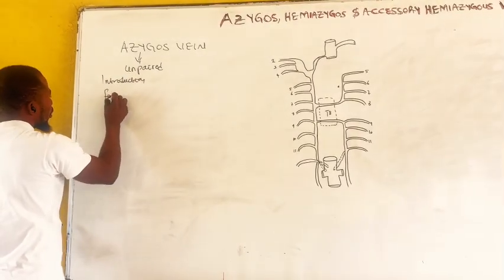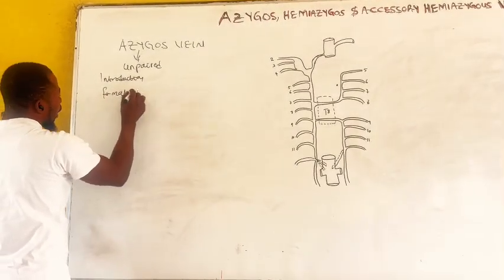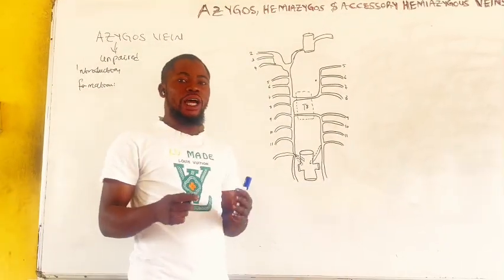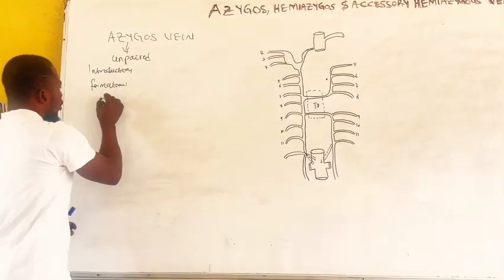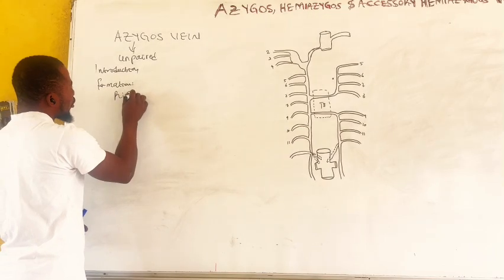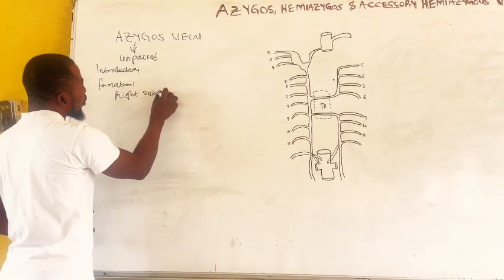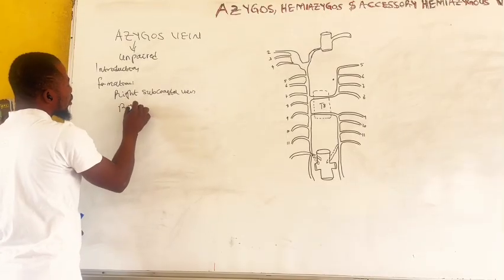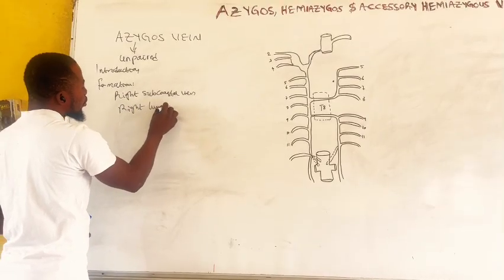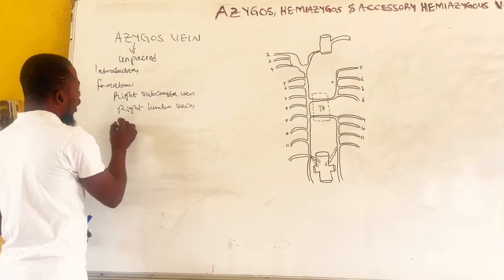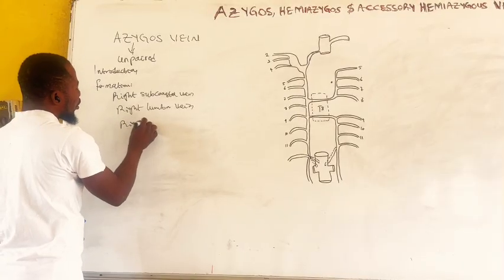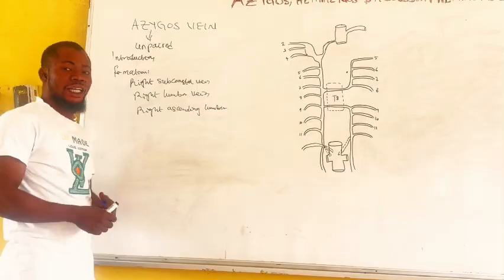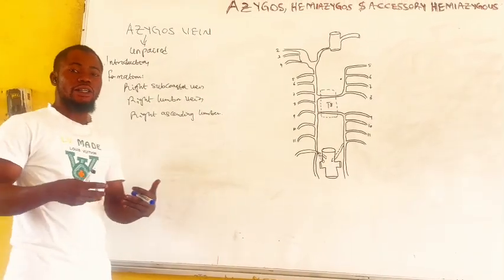Introduction. Formation of azygos vein. Well, the azygos vein is majorly formed by the right subcostal vein, the right lumbar vein, and right ascending lumbar vein at the level of T12 thoracic vertebra.